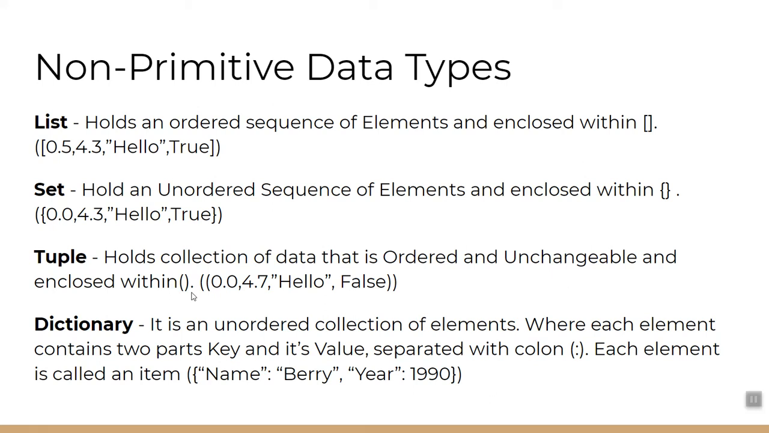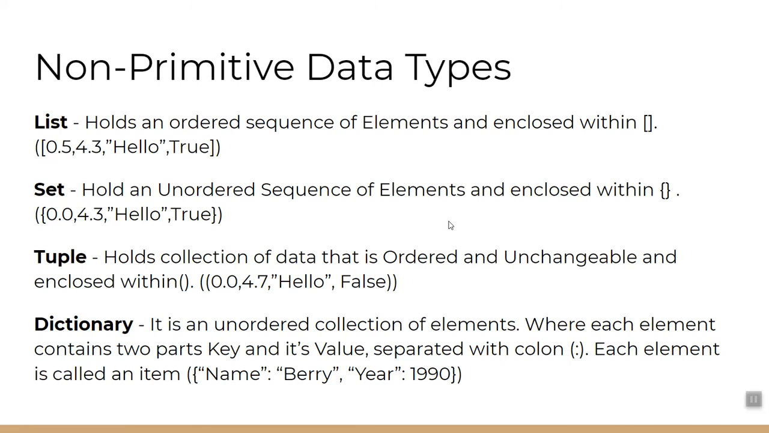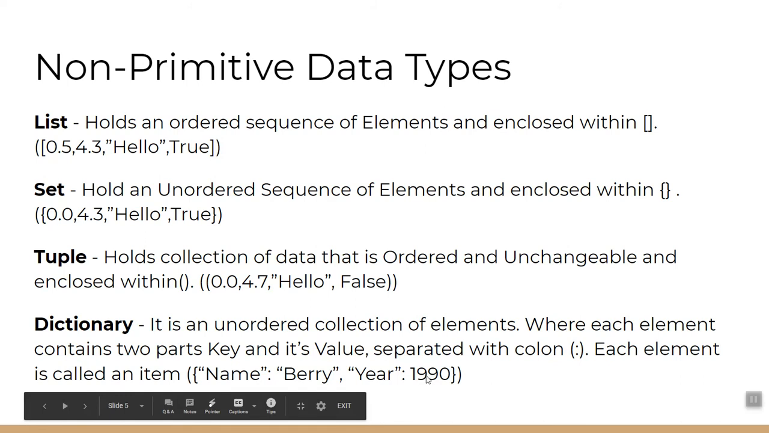For every non-primitive data type there is a specific enclosure: list is for square brackets, set is for curly braces, tuple is for parentheses, and dictionary is also for curly braces with key-value pairs. A dictionary is an unordered collection of elements where each element contains two parts mainly: a key and its value, separated by a colon. Each element in a dictionary is called an item. Basically here name is a key and berry is a value, year is a key and 1990 is a value.